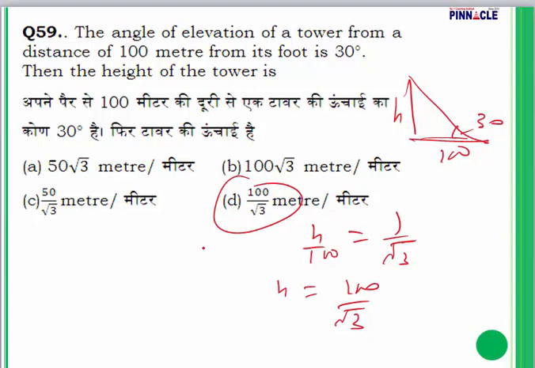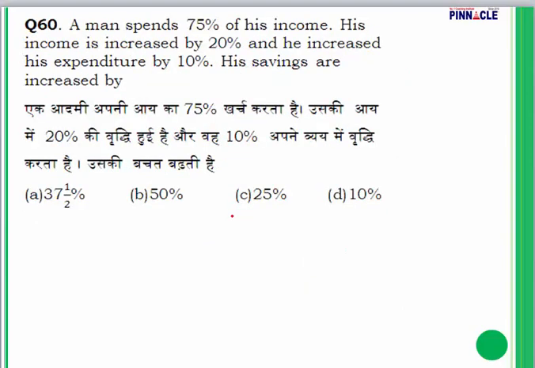Now question number 60. A man spends 75% of his income. His income is increased by 20% and his expenditure increased by 10%. His savings are now increased by how much? Earlier income 100 and he is spending 75 rupees. His income is increased by 20%, that is 120 income.